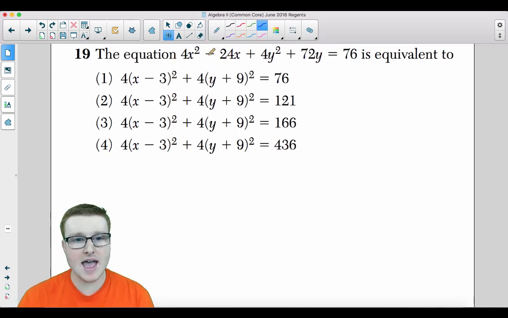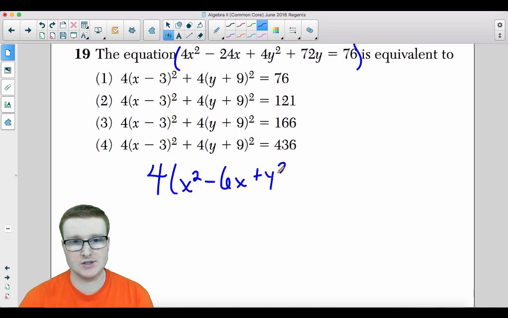They were nice to you. Every number here is divisible by 4. So take out a 4 out of all of it. You're left with x squared minus 6x plus y squared plus 18y equals 19.